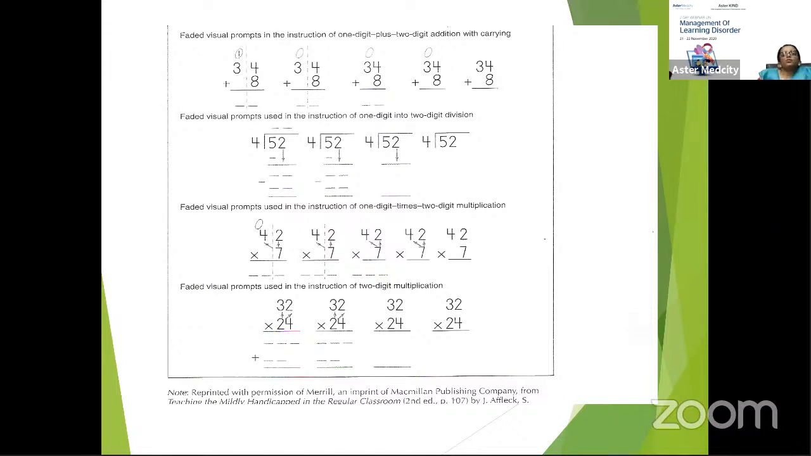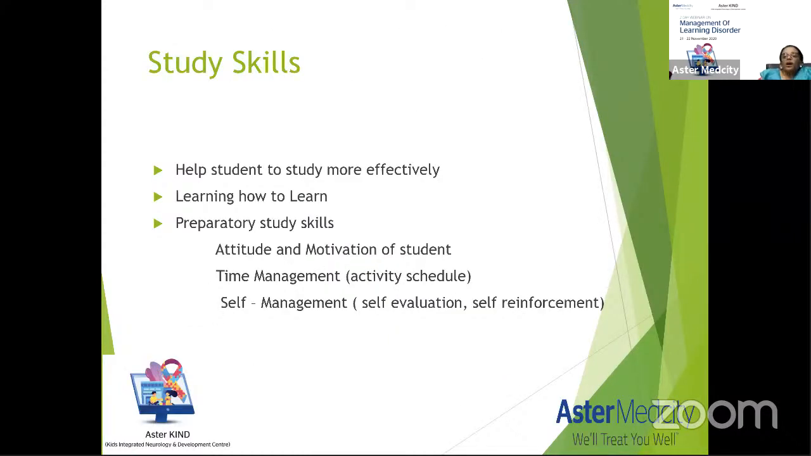So coming to study skills, we have discussed the strategies for reading, writing and maths, and then we come to the study skills. Study skills help students to study more effectively. It is learning how to learn, okay? So there are different types of study skills. One is preparatory study skills. If the child is sitting to learn something, there must be some preparation. Their motivation, their attitude matters.